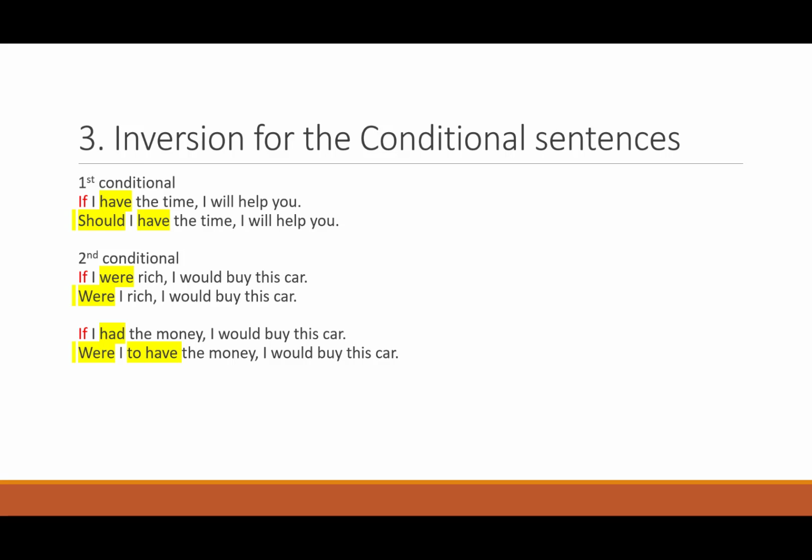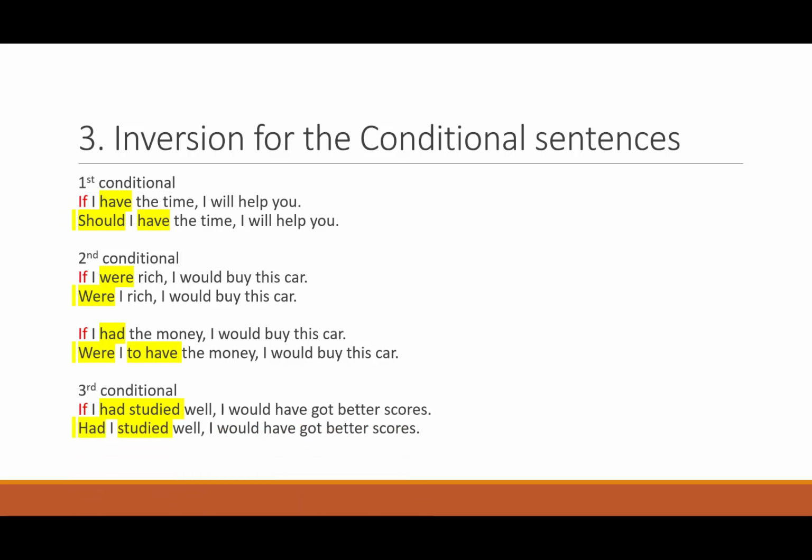Now, let's continue to the third conditional. Look at the example. If I had studied well, I would have got better scores. For the third conditional, the pattern that we use is had, subject, verb 3. Therefore, the result is had I studied well, then you copy the main clause. I would have got better scores.